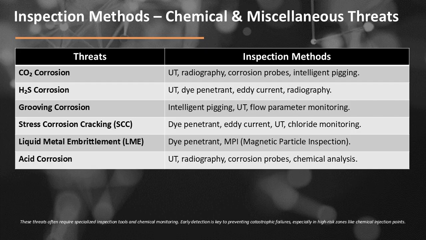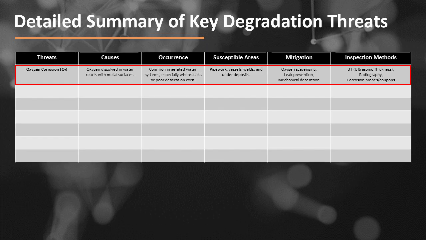When the threat is liquid metal embrittlement or LME, then the inspection methods to use for detecting the threat are dye penetrant, MPI, or magnetic particle inspection. When the threat is acid corrosion, then the inspection methods to use for detecting the threat are UT, radiography, corrosion probes, chemical analysis. Detailed summary of key degradation threats.